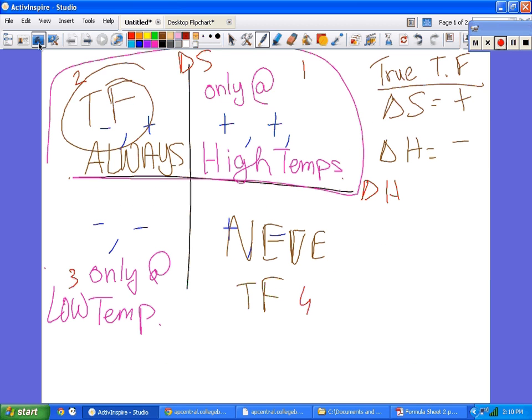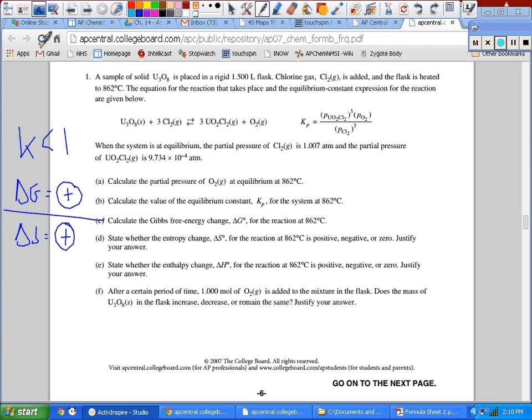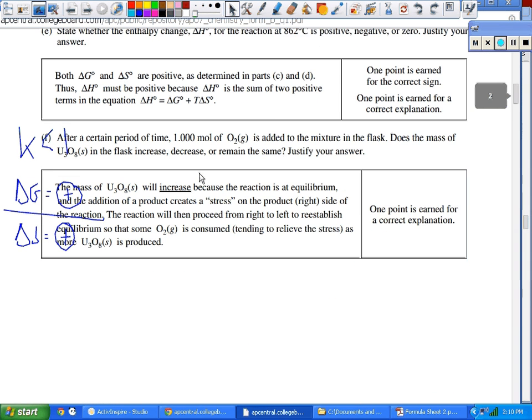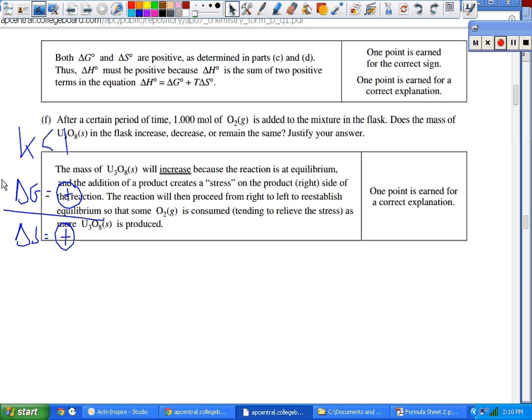So state whether the enthalpy change, delta H, is positive, negative, or 0. Let's go back and look at the key, just to double check. I don't want to sound like an idiot. Both delta G and delta S are positive. True. Thus, delta H must be positive because delta H is the sum of the two positive terms in the equation. Since G and S are both positive, that also makes H positive.